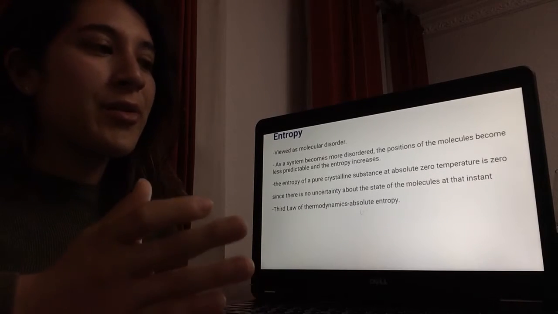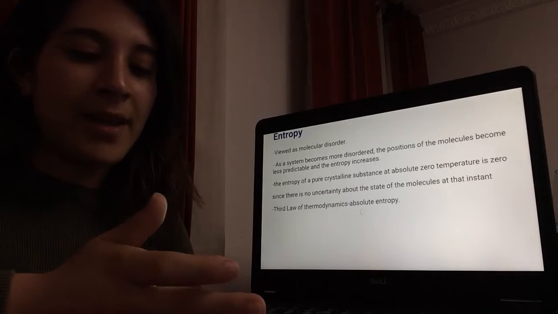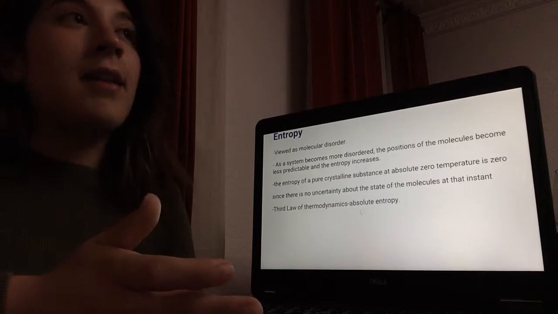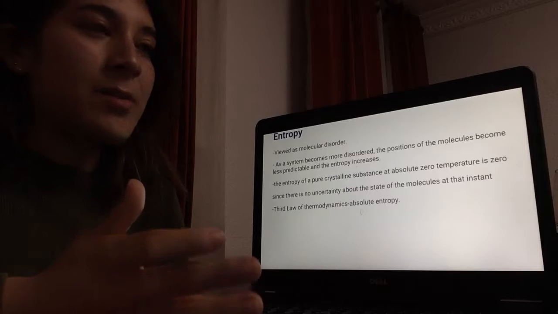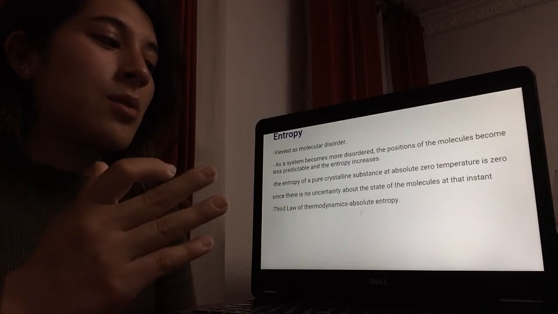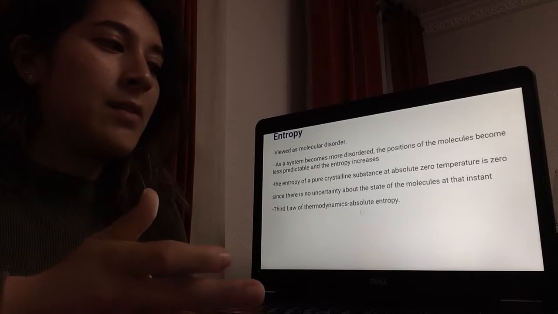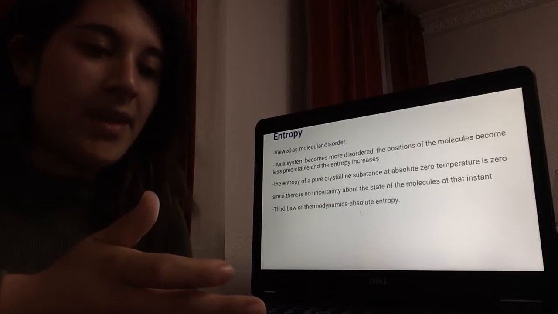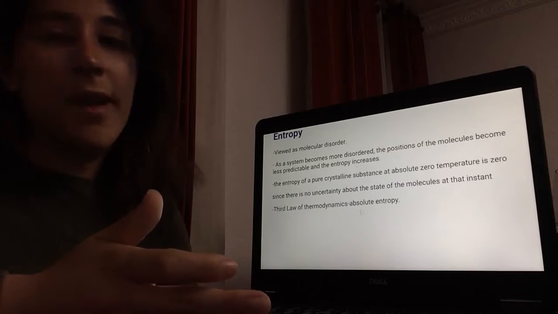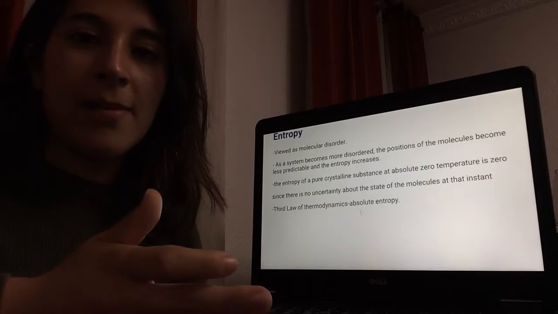And the entropy of a pure crystalline substance at absolute zero temperature is going to be 0, since there is no uncertainty about the state of the molecules at that instant. And this is the third law of thermodynamics, which talks about the absolute entropy.